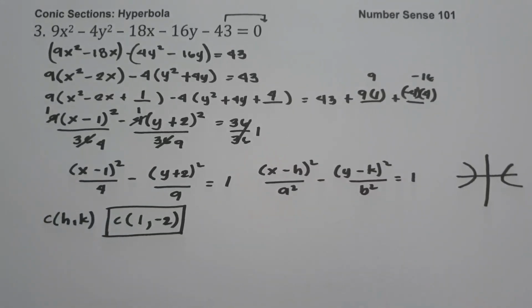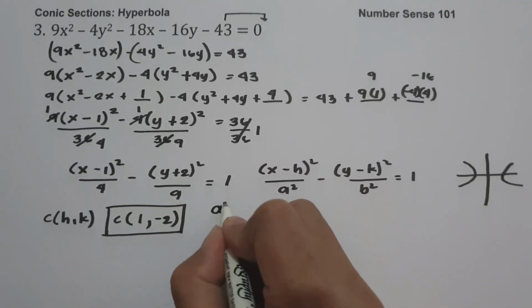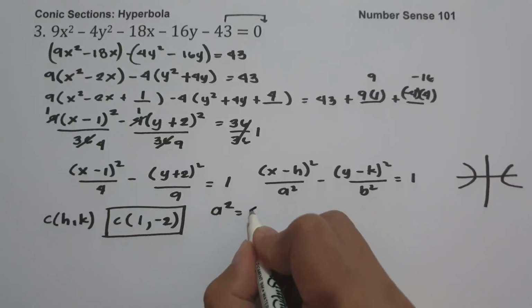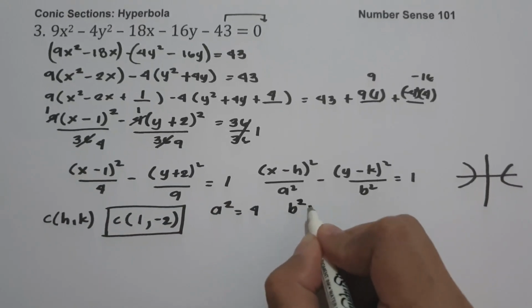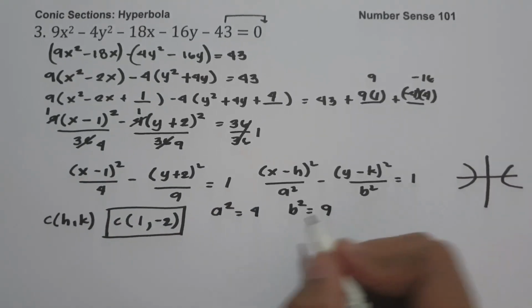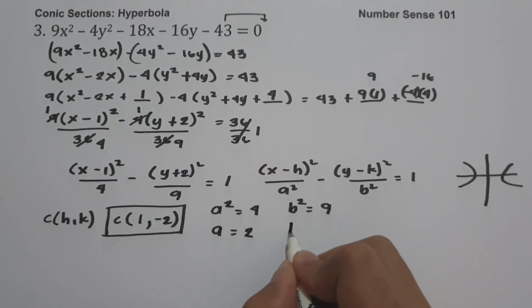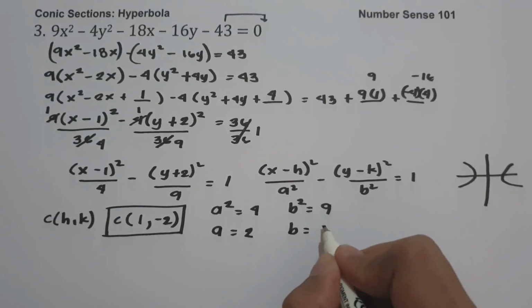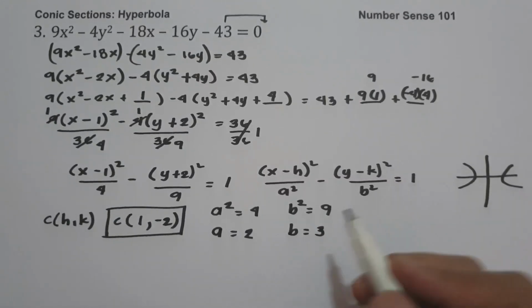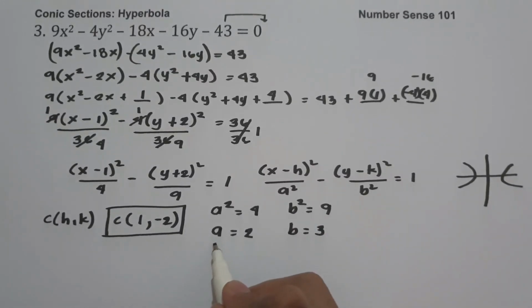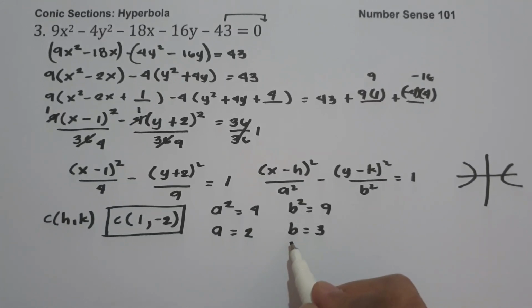And then the value of a square, that is 4. The value of b square is 9. To find the value of a, let us have the square root of 4, and that is 2. To find the value of b, let us have the square root of 9, and that is 3. So a, that is the semi-transverse, and b is the semi-conjugate.